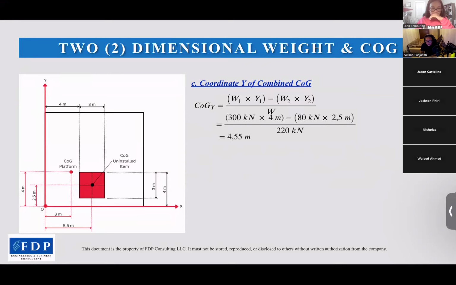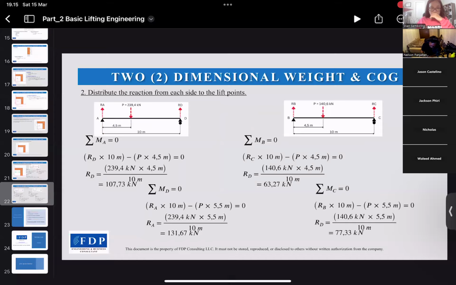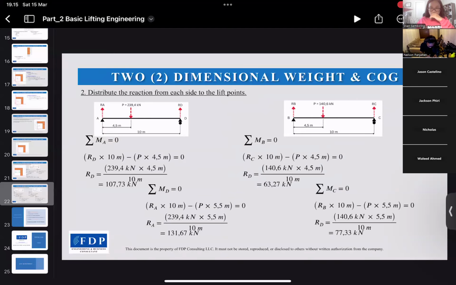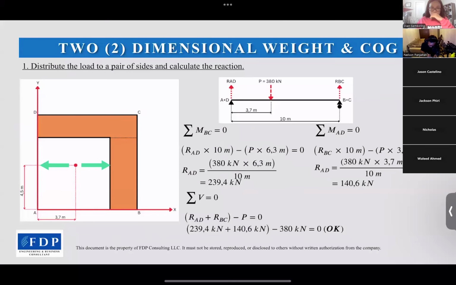For the two-dimensional weight at A and D, the P is 239.4 and the other one is 140.6. How exactly did we get that? Can you come to that section? I just lost my concentration. You mean the 4.5 and for this 3.7, right? We get that from this.